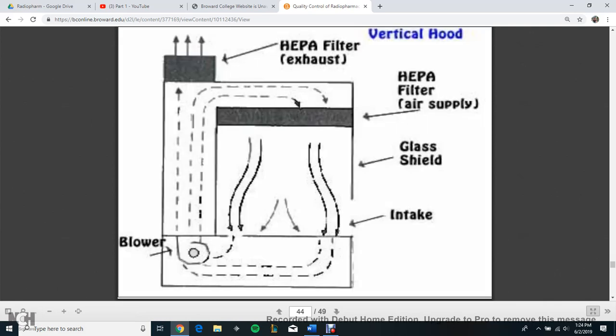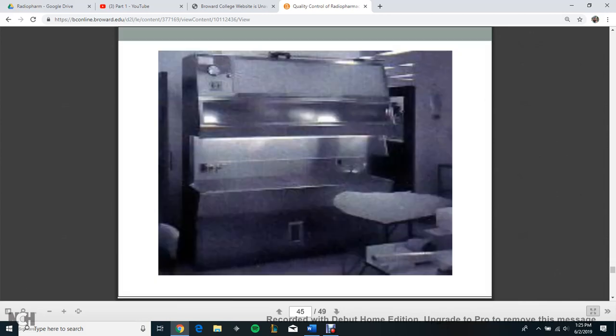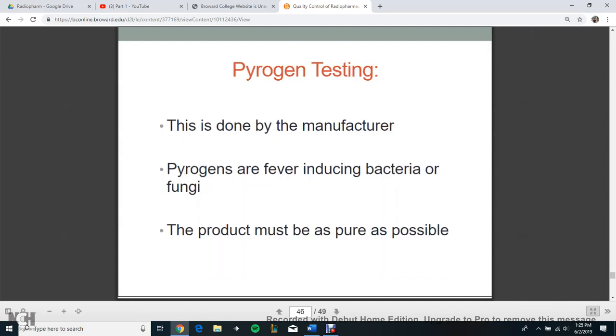A vertical hood: here you see how the air works and how it flows, where it comes from. The air is taken in and blown out through the blower, up and out the HEPA filter and exhaust, and down back through the HEPA filter for the air supply. This one happens to have a glass shield on it. You see that in the image.